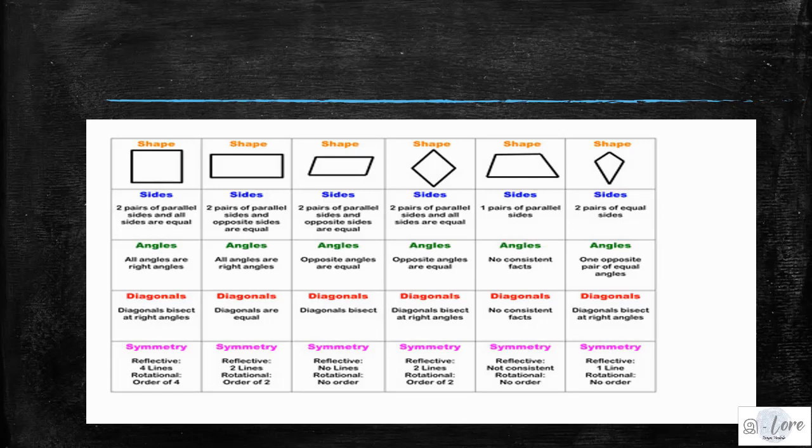When you come to the property of angles, all the angles are right angles in a rectangle and a square. Opposite angles are equal in a parallelogram and a rhombus. We are not going to say anything about trapeziums, and one pair of opposite angles is equal in a kite. Diagonals bisect at right angles only in a rhombus and a kite. In the remaining figures, the diagonals are only equal.